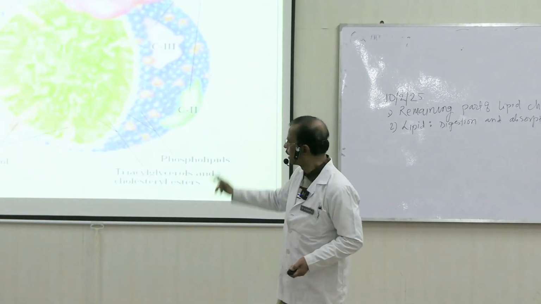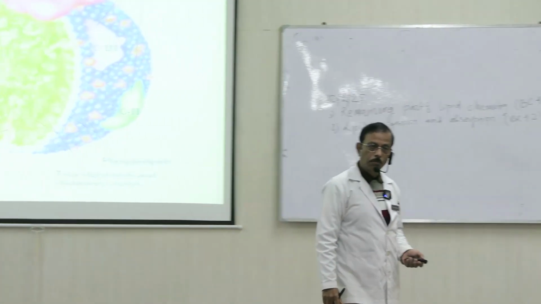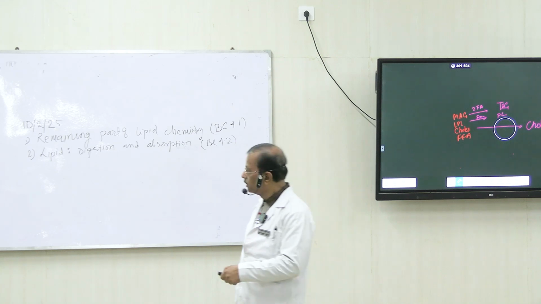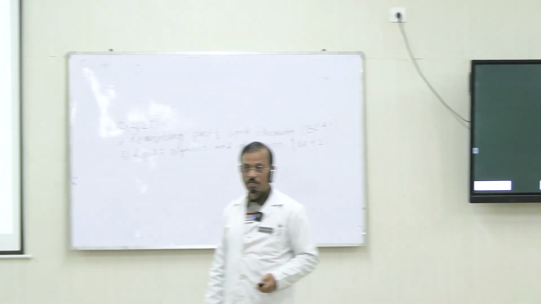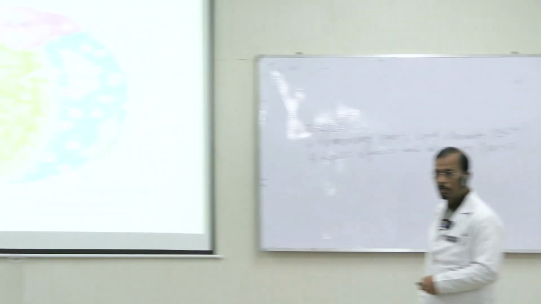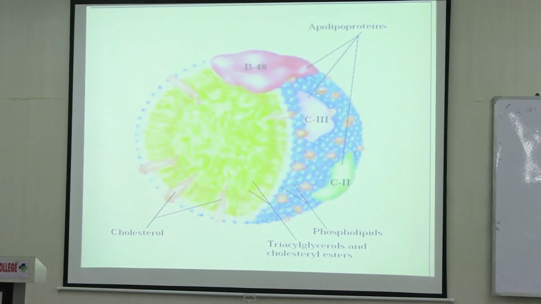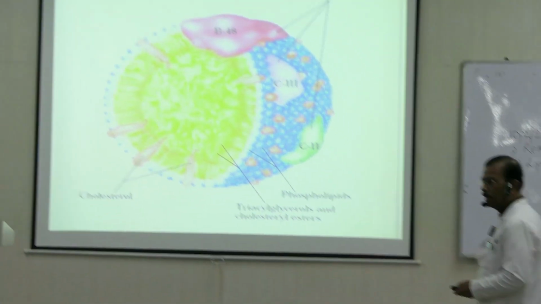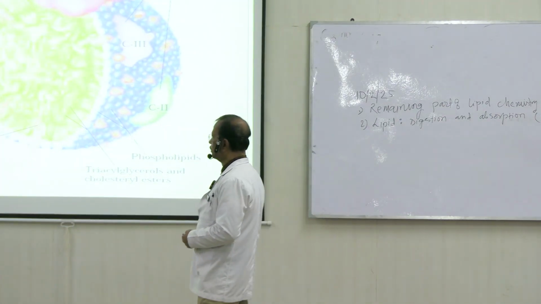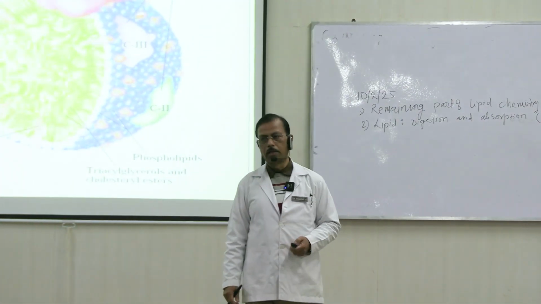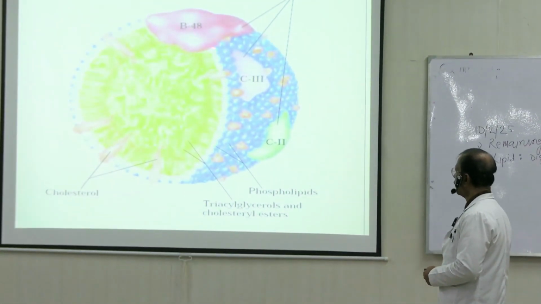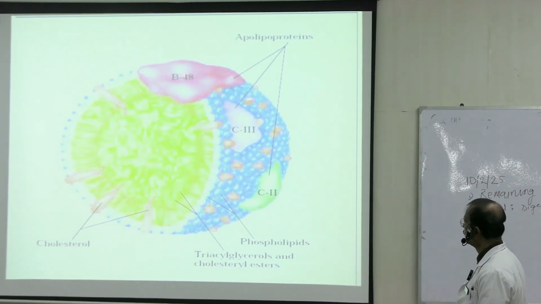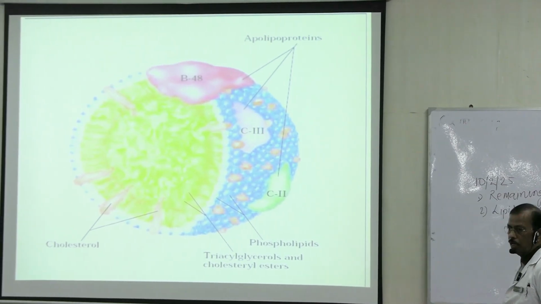Now what is the difference between chylomicron and cell membrane? In the cell membrane, the phospholipids are bilayered. Here it is a monolayer, but cholesterol is also there, like the cell membrane. So the difference is that here the phospholipids are a monolayer. Some proteins will be there: ApoB48, an important constituent of the chylomicron, ApoC and ApoA.